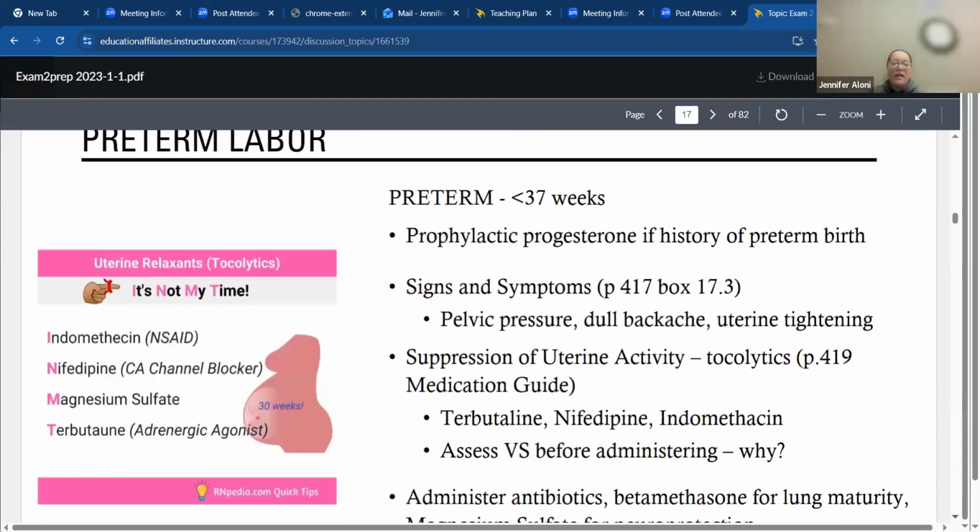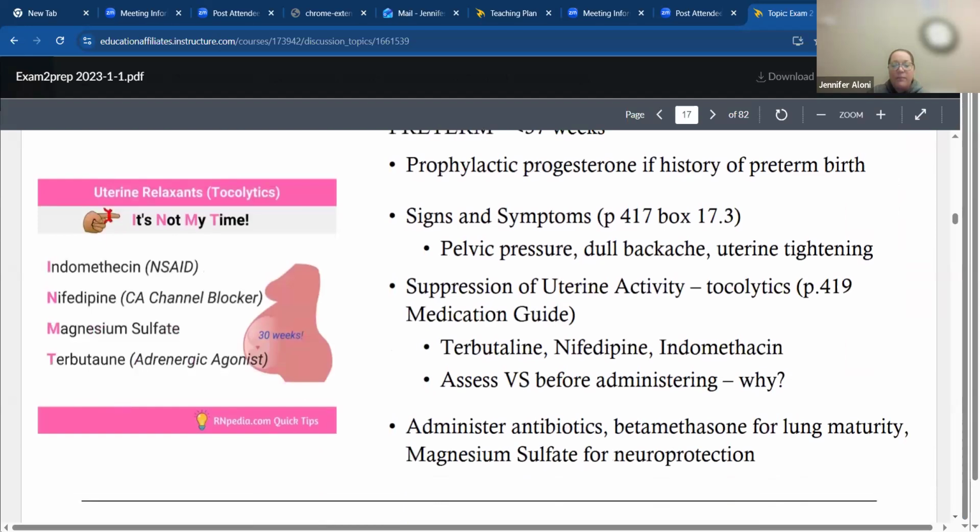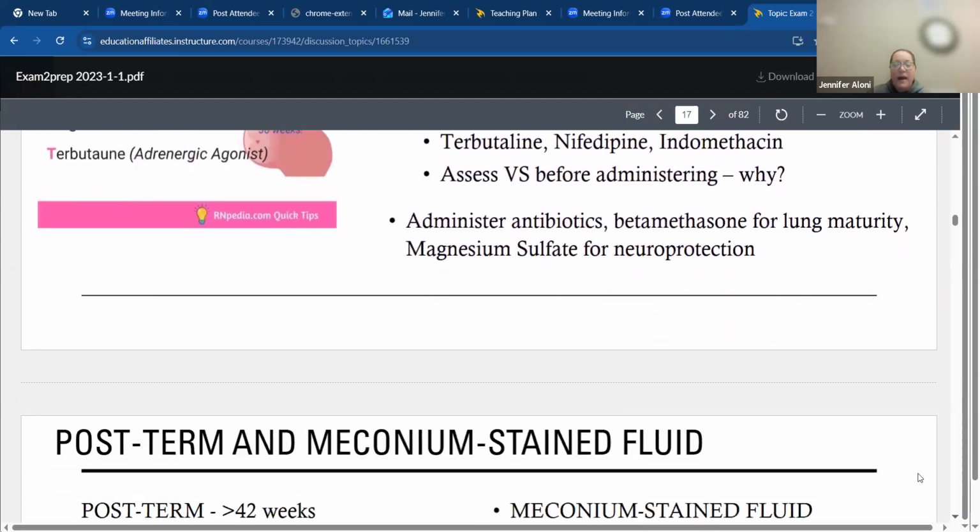Preterm labor, we talked about that, less than 37 weeks. Progesterone is a good one for history of preterm labor. We have our "It's Not My Time," our tocolytics: indomethacin, magnesium sulfate, and terbutaline to stop the preterm labor. Antibiotics we talked about tonight is a good thing to give. It can sometimes slow down that preterm labor.